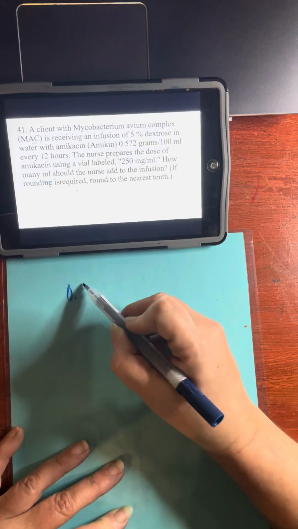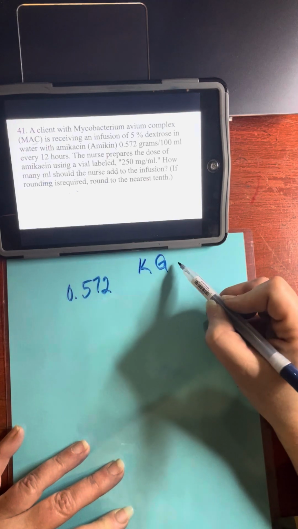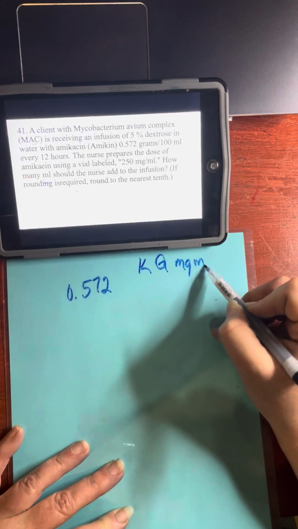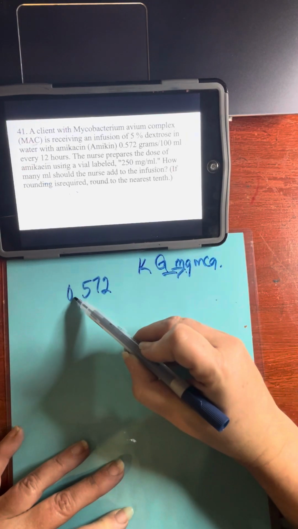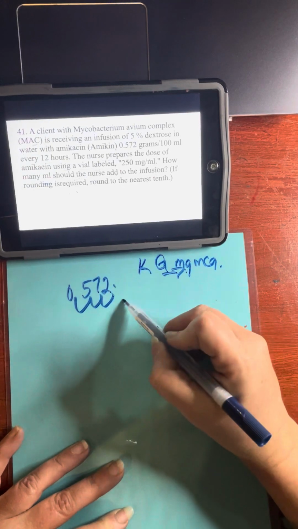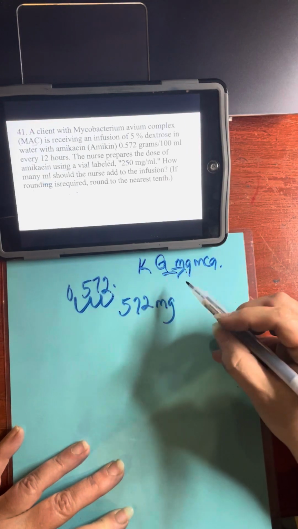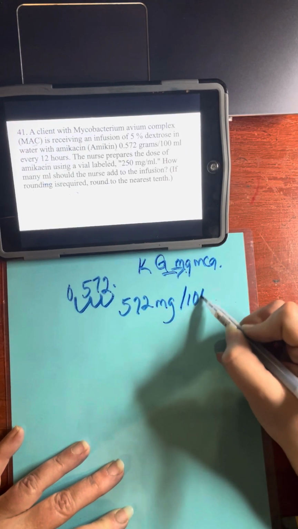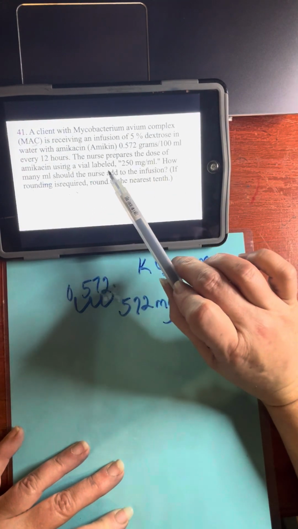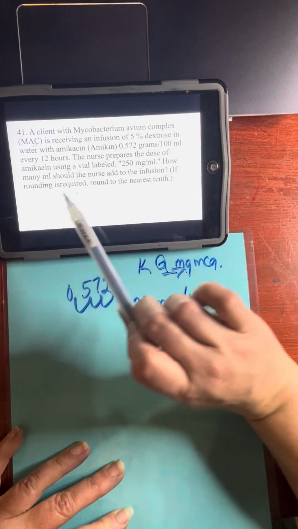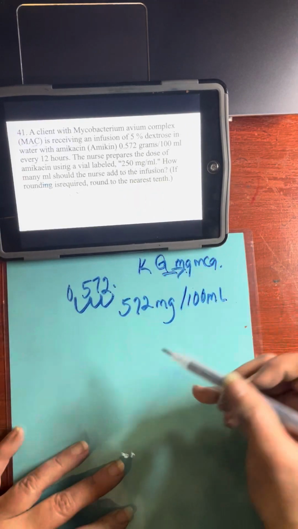So he wants 0.572. I'm fixing to convert that. kg, mg, mcg. And we're going from grams to milligrams, so I'm moving the decimal that way. 1, 2, 3. So 572 milligrams per 100 milliliters every 8 hours. The nurse prepares the dose from a vial of 250 milligrams per milliliter.